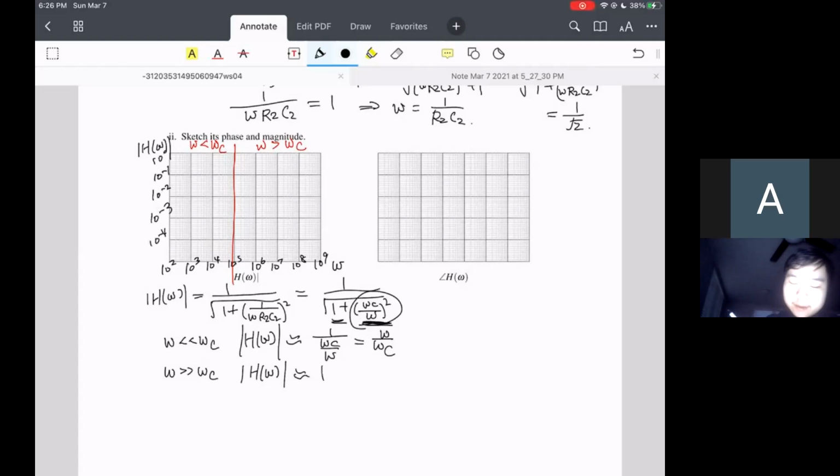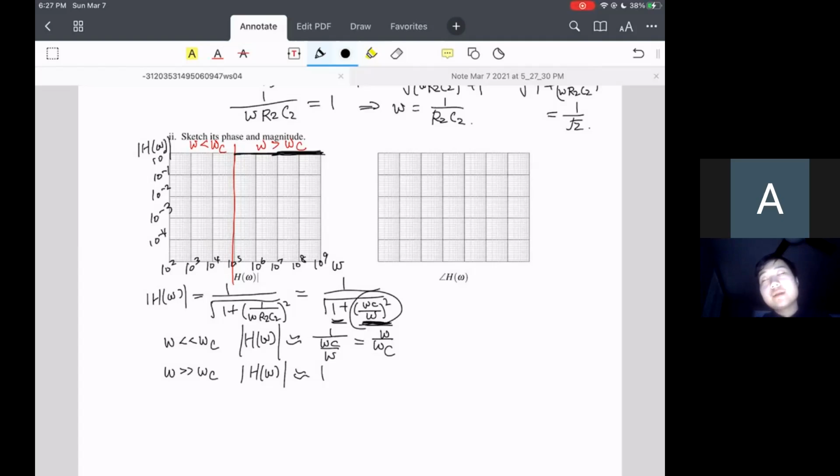When omega is larger than omega c, we assume that omega is way larger than omega c, and we do this straight line approximation. So we get this straight line over here, right on 1, since 1 is equal to 10 to the 0th. And when omega is less than omega c, we assume that omega is way less than omega c, and as we derived, the transfer function's magnitude is approximately omega over omega c.